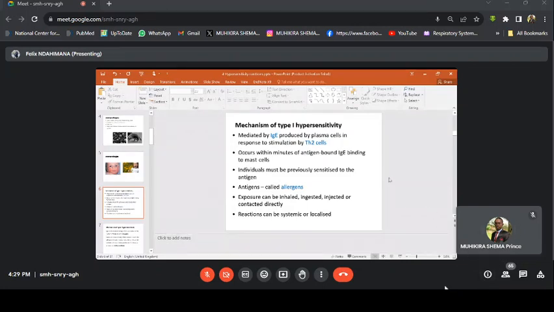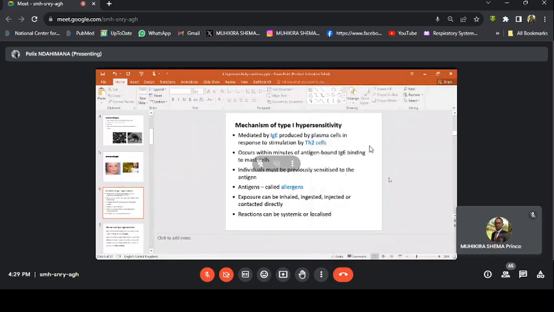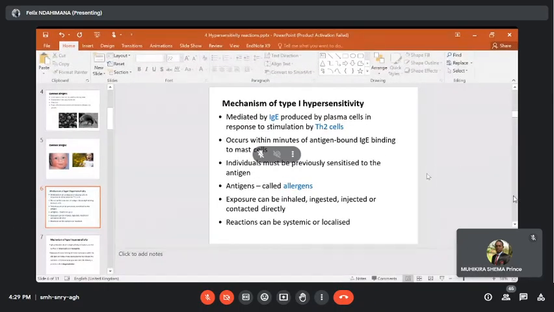That is written in summary. This one, as we said, is type 1 and involves IgE and the T helper cells too. These are the cells that we have seen in the first presentation, whereby they help in the production of antibody. So here they help in the production of IgE. And this type 1 hypersensitivity is caused by allergens. It can be localized or systemic. These are just words.